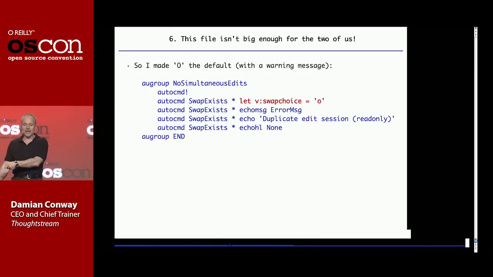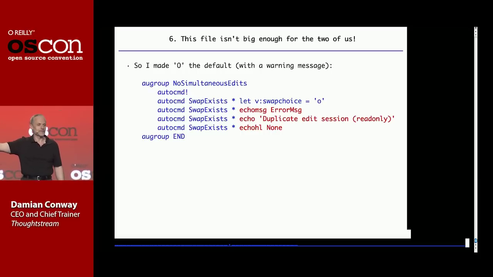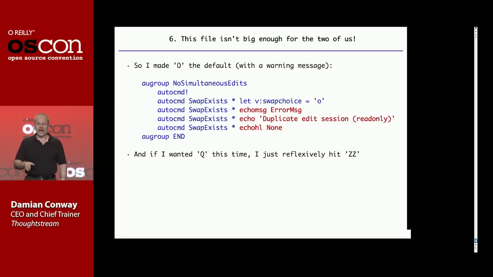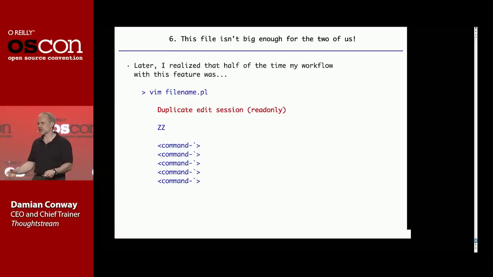So I added in a little bit of extra activity which just says, look, tell me that it's doing that, so I know that this is what's happening. So that worked pretty well for a while, and if I wanted the other, which was quit, then I was in the file, I'd just ZZ, which is like a reflex to me, and I'd be out and I'd be hunting for my remainder of my session.